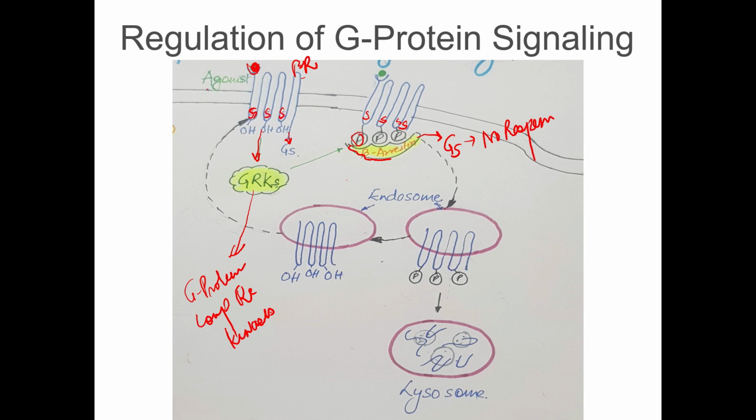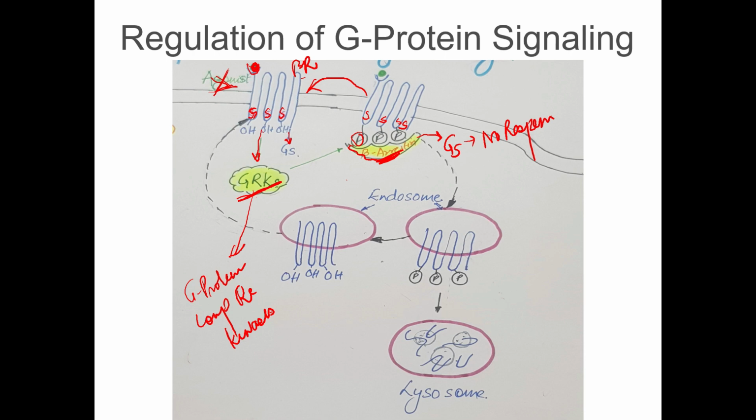But suppose I remove the agonist from here. If there is no agonist, what will happen? There will be no activation of these kinases. If there is no activation, then what will happen? This phosphoserine gets dephosphorylated by the cellular phosphatases. If this gets dephosphorylated, there will be removal of the beta arrestin, and from desensitization, it again gets resensitized. This is the one mechanism.